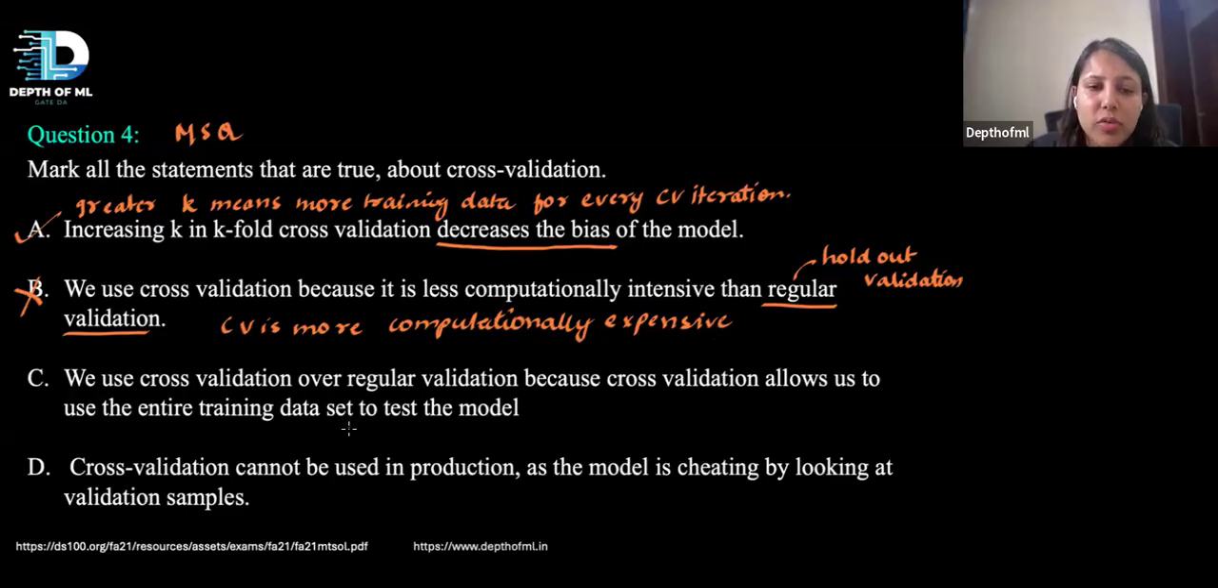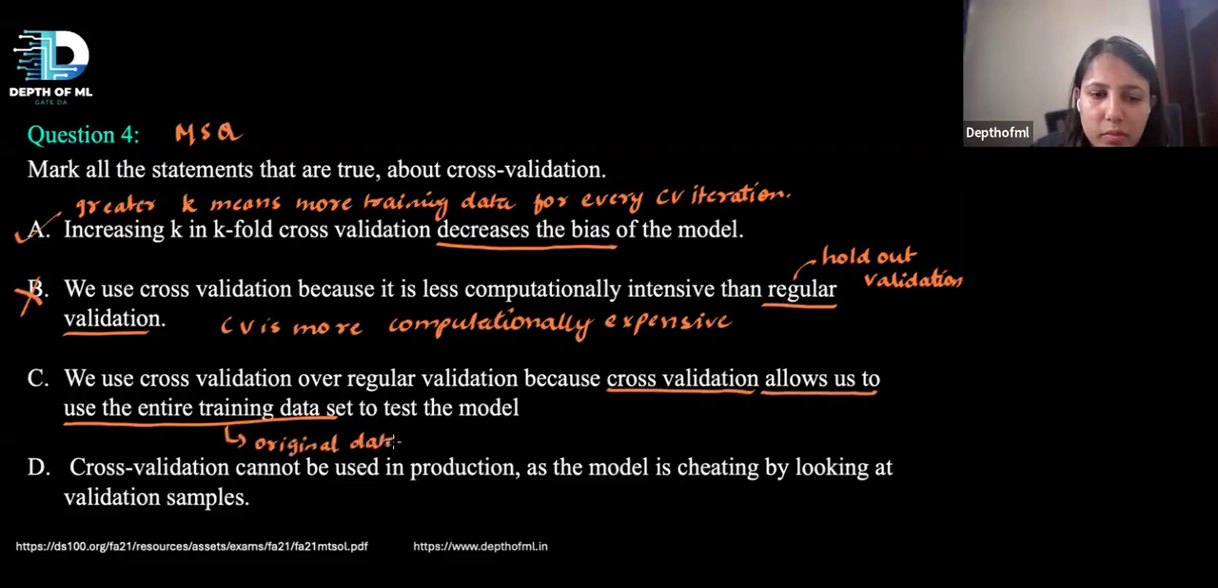We use cross-validation over regular validation because cross-validation allows us to use the entire training dataset to test the model. This is correct or incorrect? So it's saying that we use cross-validation because it allows us to use the entire training data. Training data means whatever you got as a part of a data set. So this is basically your original data set, which you got as a part of your training data. And then you created splits from that.